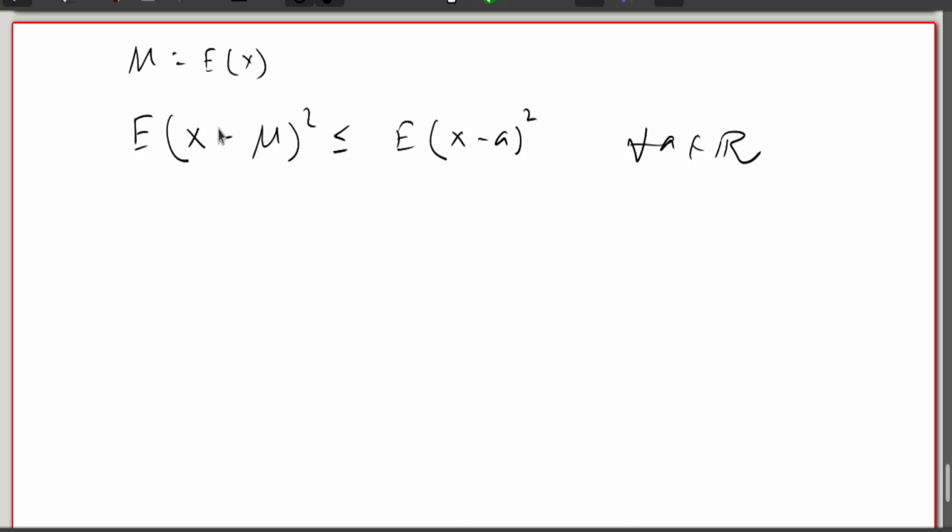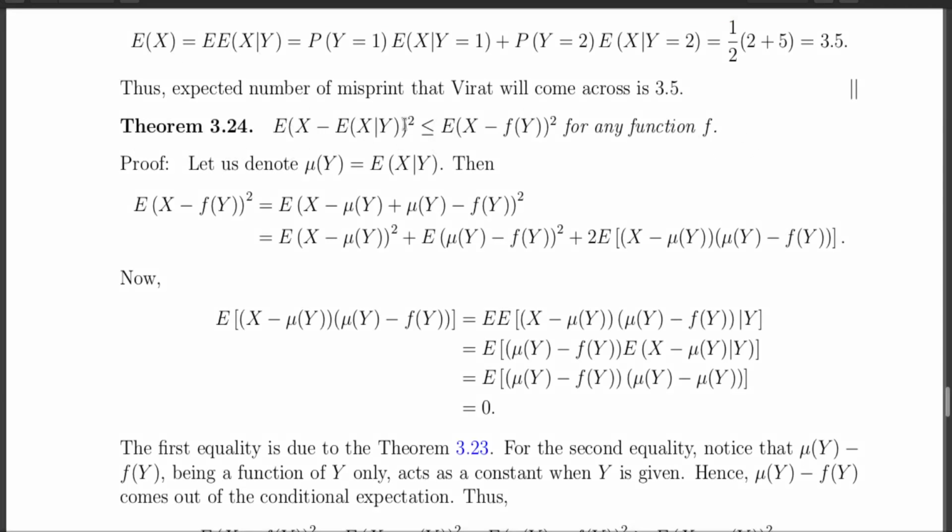Just recall it. Now in this case also we are doing something of the same nature. I am talking about, instead of a constant, a function of Y. And if I take a function of Y, this quantity will be minimum if the function is nothing but the conditional expectation. So what does this mean?